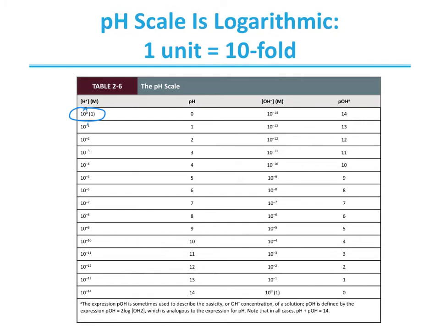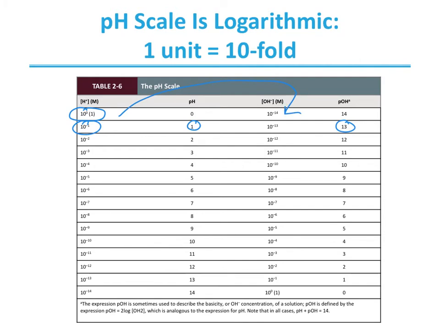If the hydronium concentration is 10 to the minus 1, or 0.1, then the pH is 1. So notice that the pH is simply the exponent but with the reverse sign, because we're taking the negative log of it. Now if you look through the table, you'll see that the pH plus the pOH for all these values always equals 14.